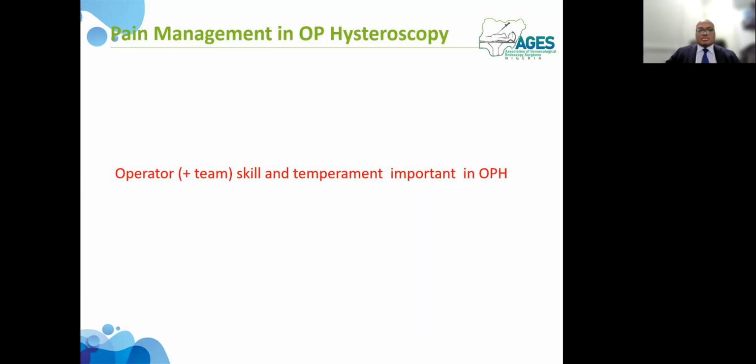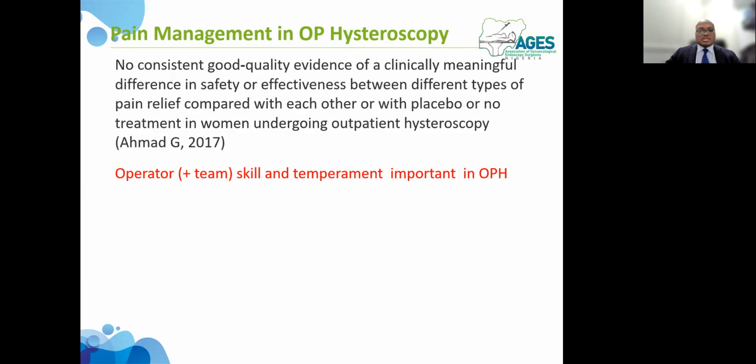Pain management in the outpatient would largely depend on the skill and temperament of the operator and the supporting team, especially in the outpatient setting. According to the review by Ahmed, there's no consistent good quality evidence or a clinically meaningful difference in safety or effectiveness between the different types of pain relief, especially for women undergoing outpatient hysteroscopy.